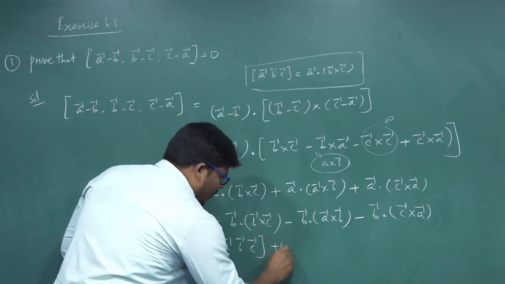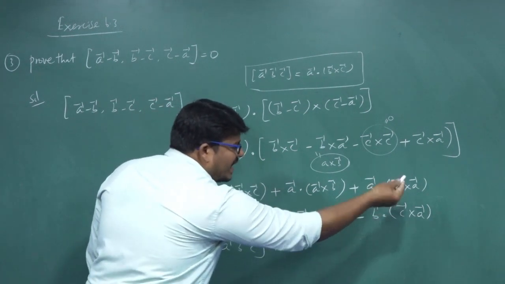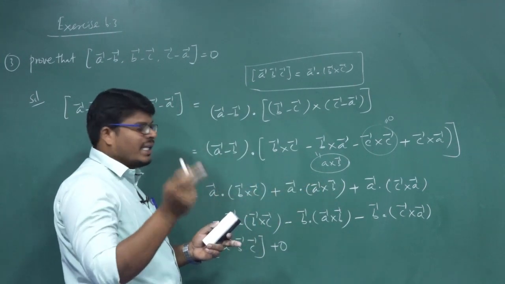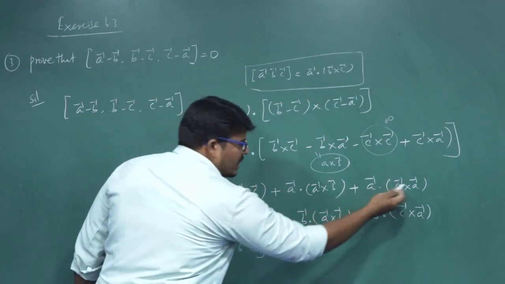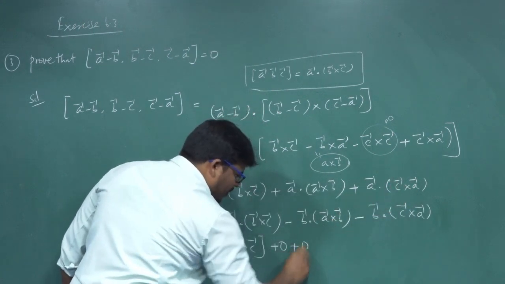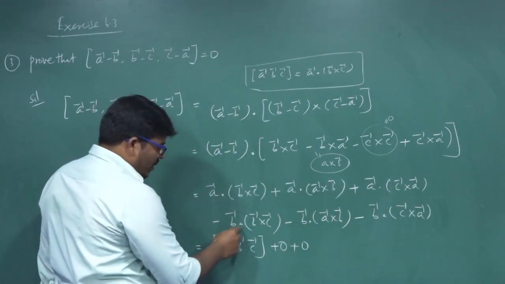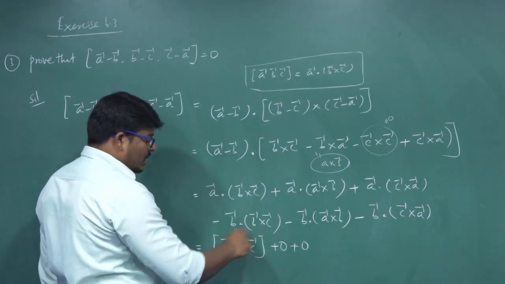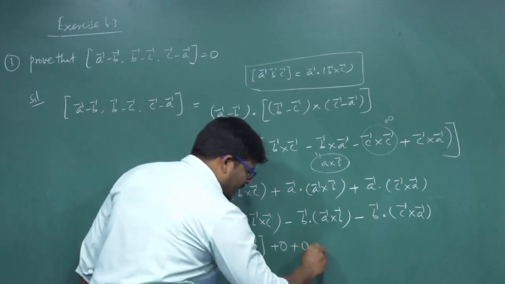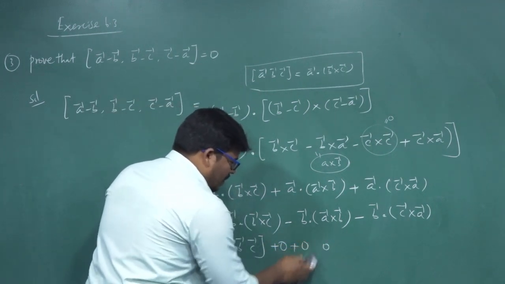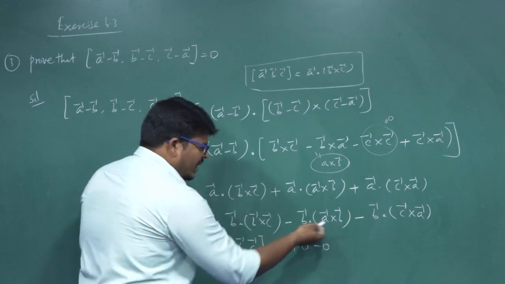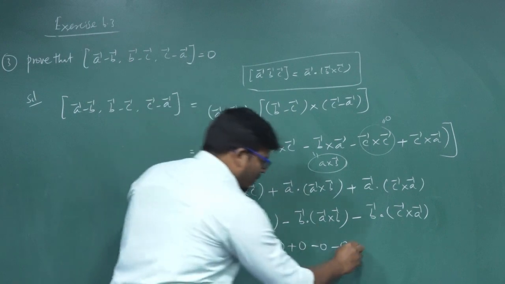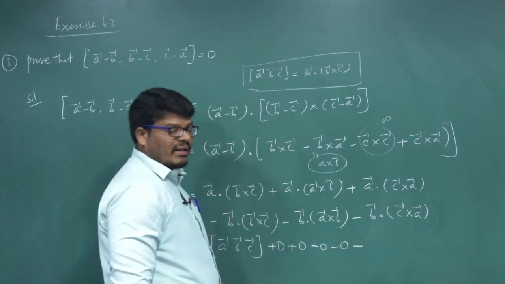The next one, A dot C vector cross A vector, that is a box product of A, C, A. A and A are equal vectors, so the value is 0. The next one, minus B vector dot B vector cross C vector, is the box product of B, B, C with equal vectors, so this value is 0. So minus 0 plus 0 minus 0. The next one, minus B dot C vector cross A vector.